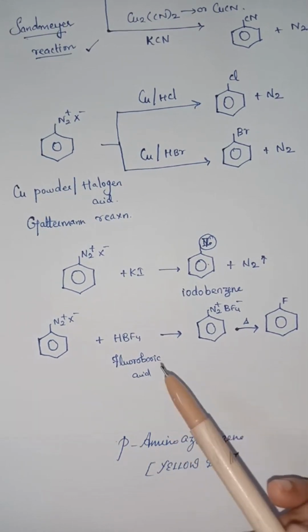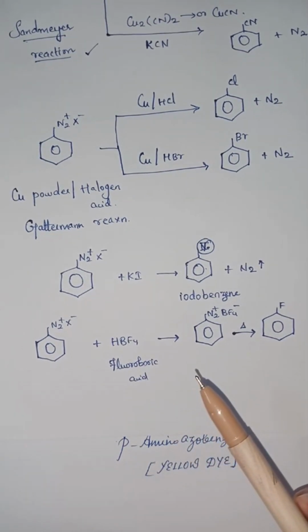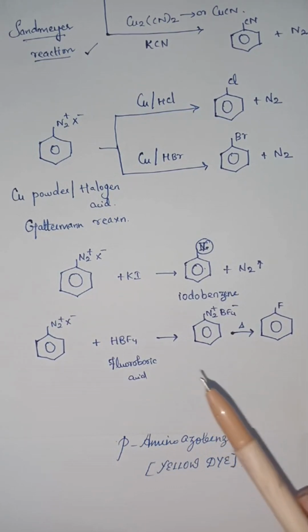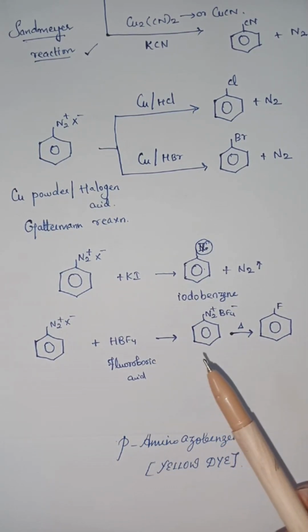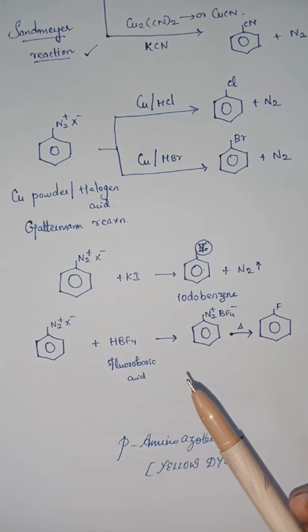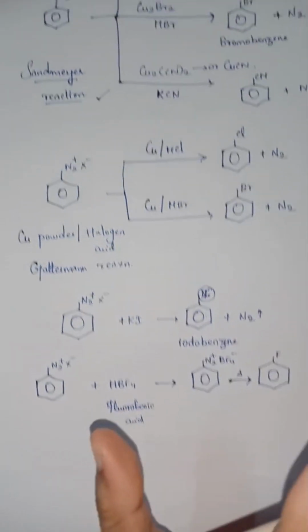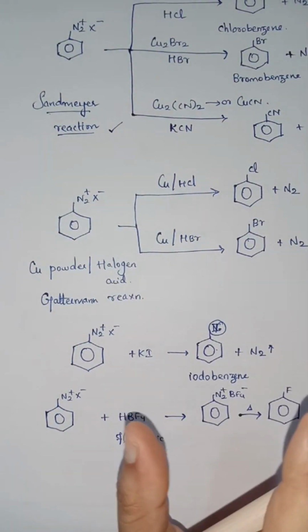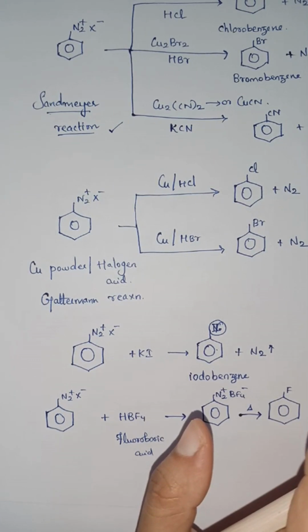Cyano group cannot be introduced by nucleophilic substitution of chlorine from chlorobenzene to cyano, but in this method we can easily introduce a cyano group, right? So this benzene diazonium chloride is considered a very important chemical to prepare a lot of compounds, right?